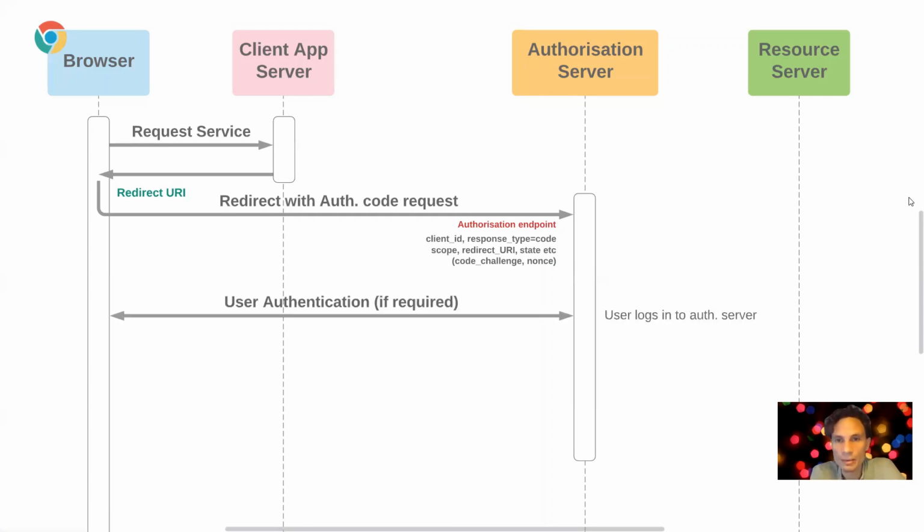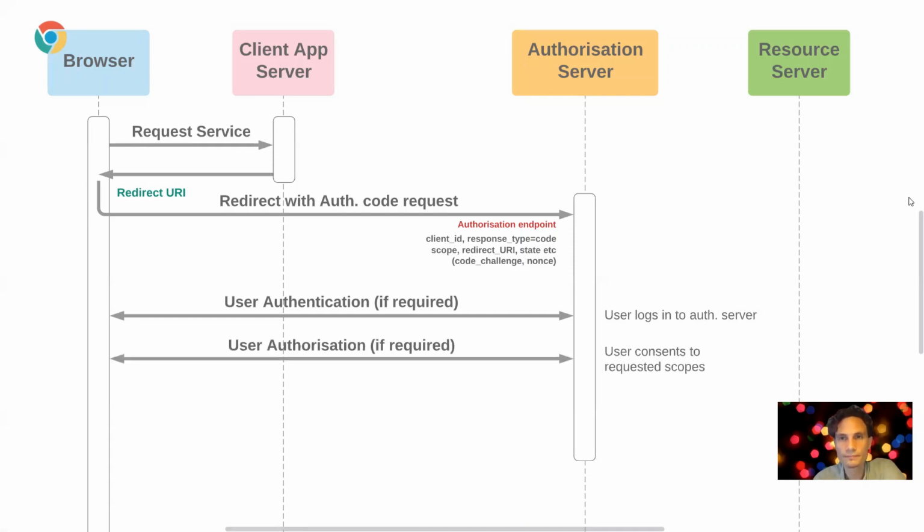So the next step, which is initiated by the authorization server, is that the authorization server will check, is this user logged in currently to the authorization server, and if they're not, then prompt the user to log in and authenticate. It then checks, has this user previously authorized sharing of the scopes that are being requested by the client app server. If they haven't authorized all of the scopes that are requested here, then the authorization server will prompt for agreement to share those scopes.